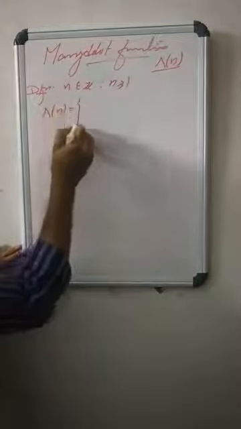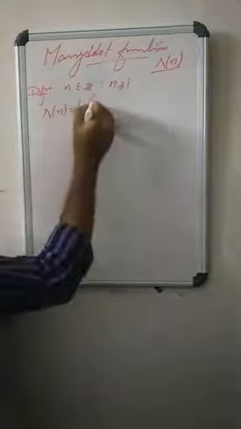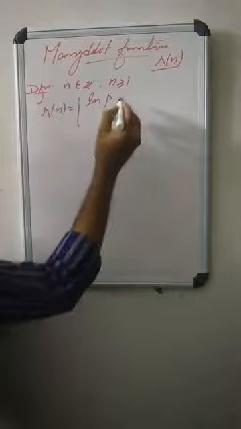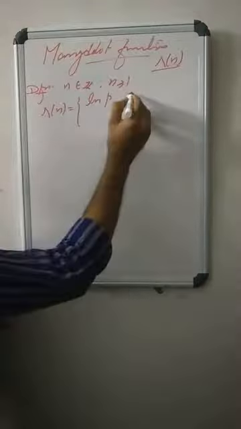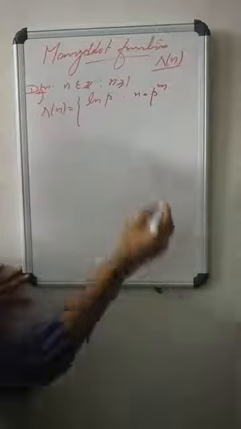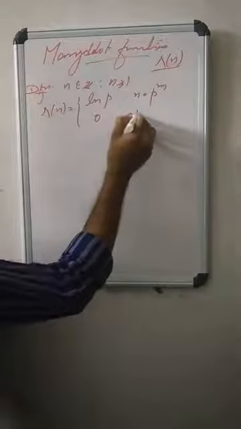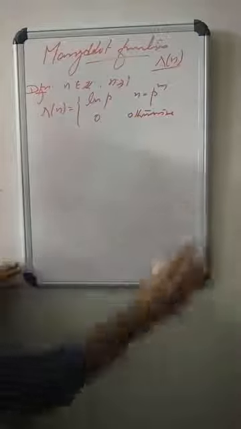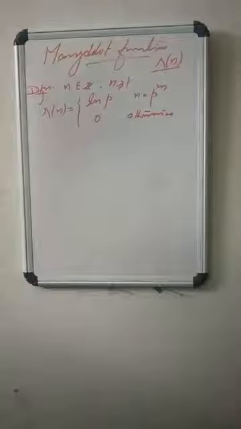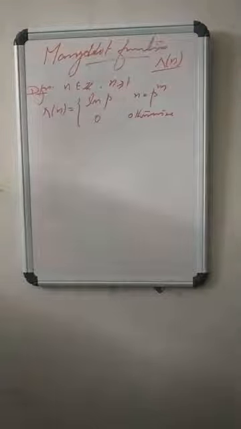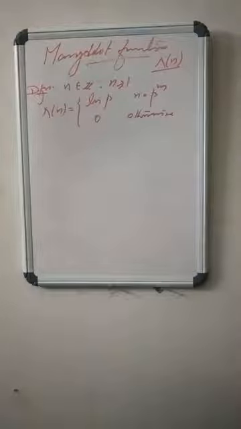Lambda n equals log p, where p is any prime, log p if n equals p power m, where p is a prime number and for some integer m greater than or equals 1, and 0 otherwise. So the Mangoldt function is defined this way. For any integer n greater than or equals 1, lambda n is log p when n is expressed as the power of a prime, and otherwise its value is 0.